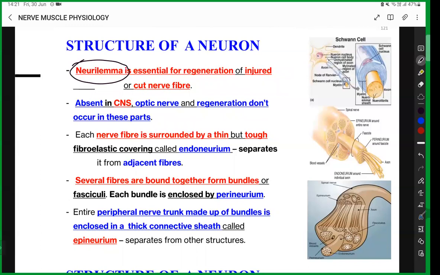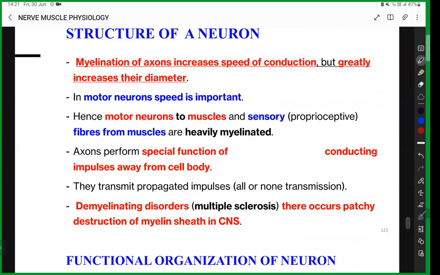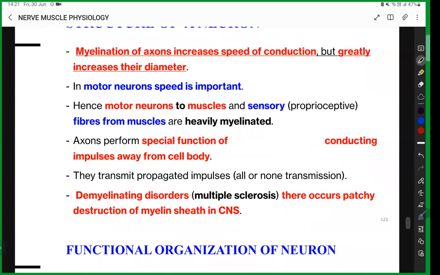Each nerve fiber is surrounded by a thin but tough fibroelastic covering called endoneurium, which separates it from the adjacent structures. Several fibers are bound together to form bundles called fasciculi, covered by perineurium. Again, lots of fascicles are bundled together to form the epineurium. Just like an onion, we are going to break down and see the nerve.